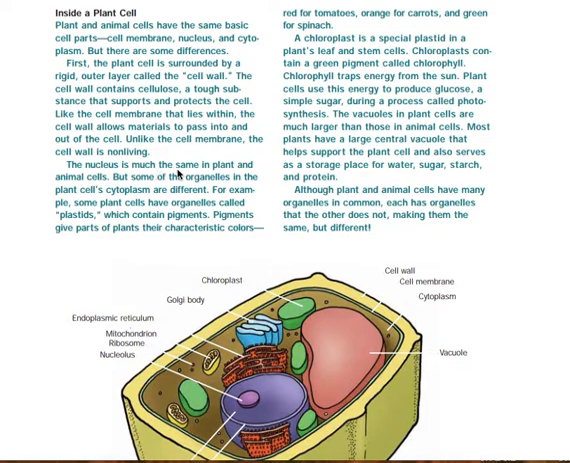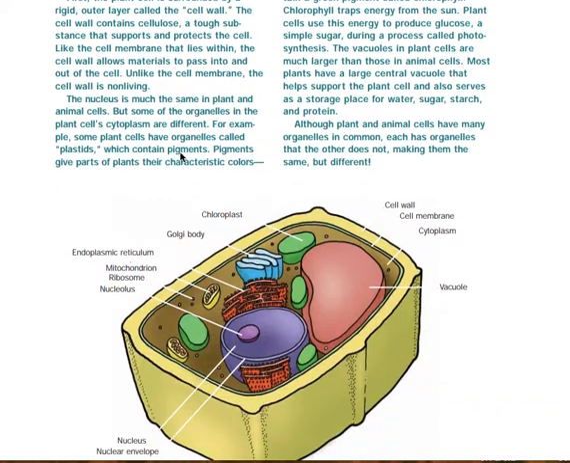The nucleus is much the same in plant and animal cells. But some of the organelles in the plant cell's cytoplasm are different. For example, some plant cells have organelles called plastids, which contain pigments. Pigments give parts of plants their characteristic colors. So here we have the nucleus.